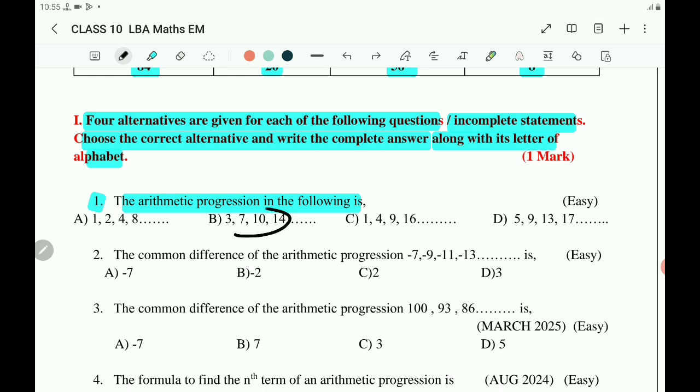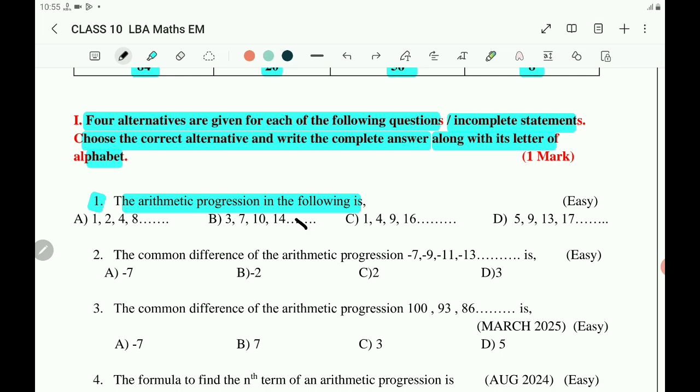Now, you take the second option, B option. Here, 3, 4, 10, 14 are there. Observe here. 3 plus 4 is 7. 7 plus 4 must become 11. But here what is there? 10 is there. So, it is also not an AP.